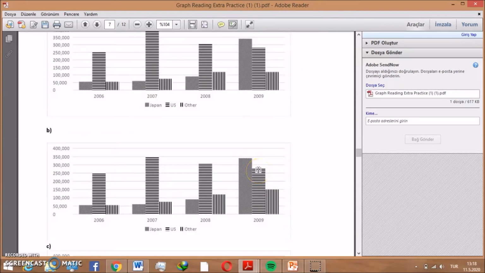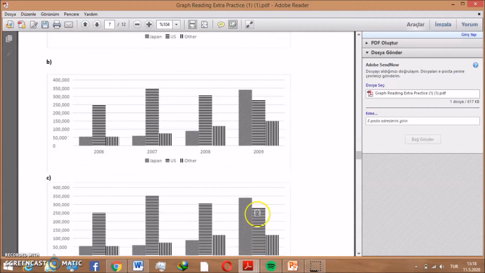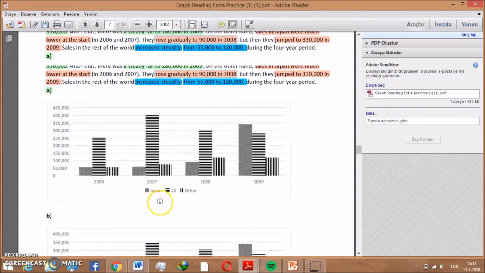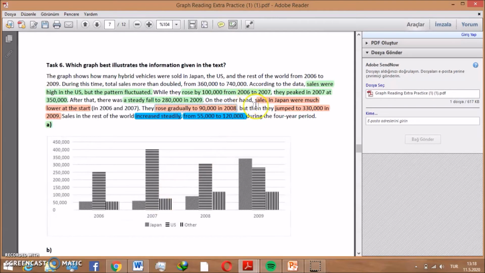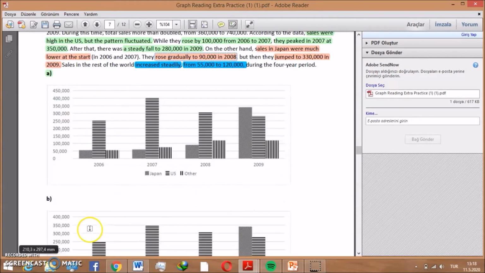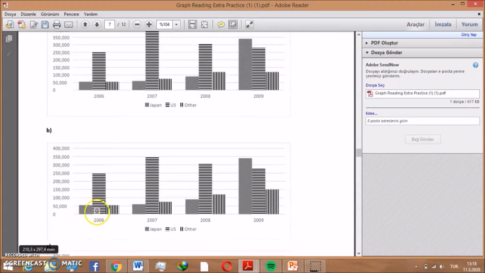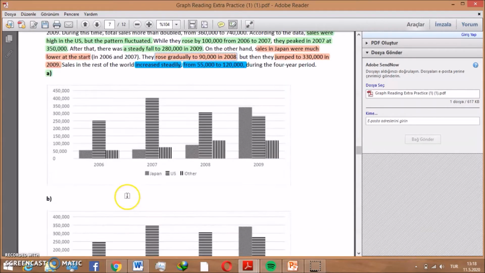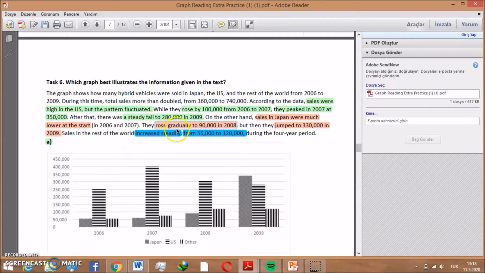Yes, it seems that it is that number here and here too. Okay, they match. On the other hand, sales in Japan were much lower at the start. So let's check Japan. We are not looking at A. Yes, lower and lower here too. Okay. They rose gradually, increased, they are the same, to this number in 2008.